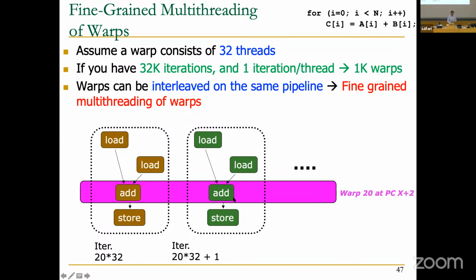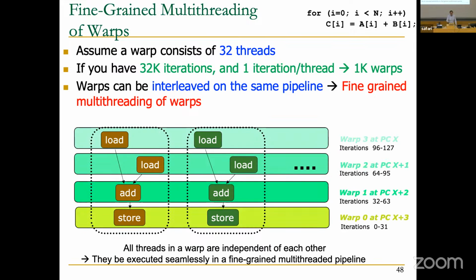And then warp 20 should be executing the add, because we said PC at X plus 2, in iterations 20 times 32 to 20 times 32 plus 31, right? So all of those 32 iterations will be executed by this warp that's executing this add. And then this warp will move to the next instruction, which is store, because each warp is executing the iteration. Right? Okay, so let's take a look at the fine-grained multi-threading.